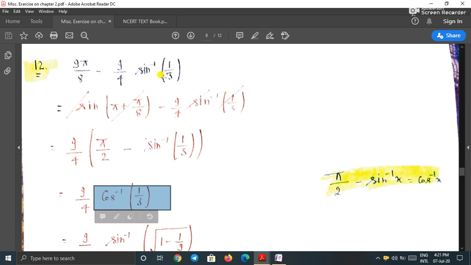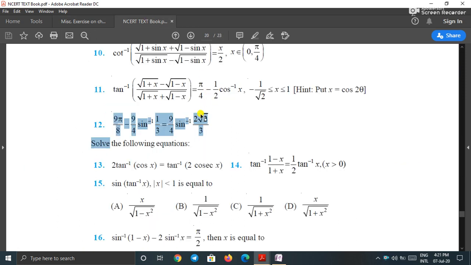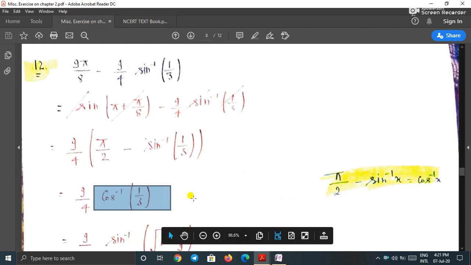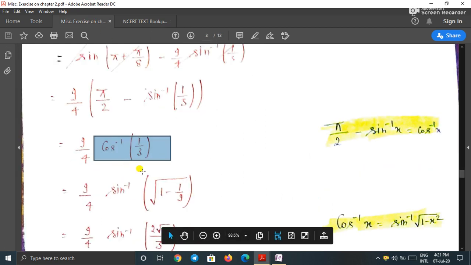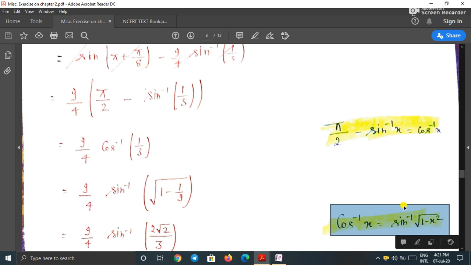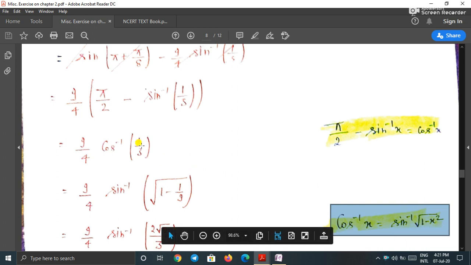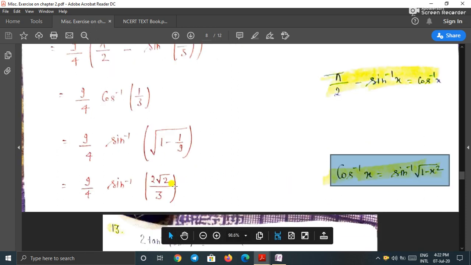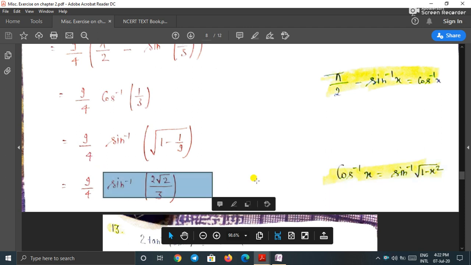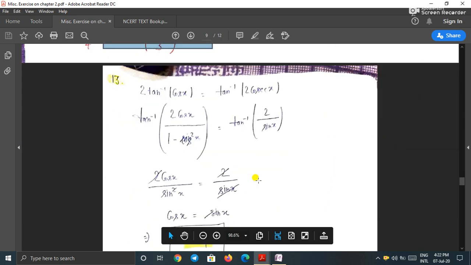But you have to give the answer in sin inverse. So simply change this cos inverse into sin inverse by using this property. Cos inverse x is equal to sin inverse under root 1 minus x square. Here the value of x is 1 by 3. So using this property you will get the answer. Now see the next problem, problem number 13.